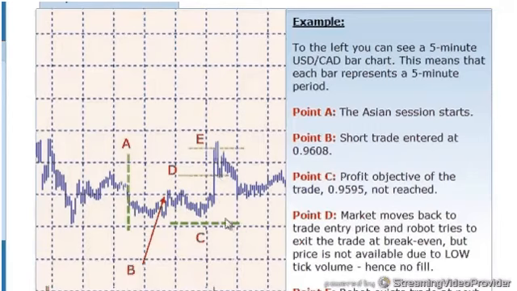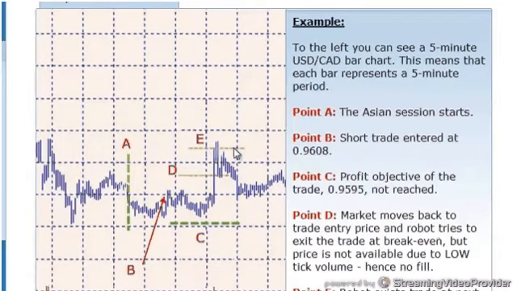It never reaches the profit objective. It moves back to the trading entry price. And here's the important part. The robot tries to exit the trade at break even, but the price isn't available due to low tick volume. So what do we get? No fill. This is the break even price that you more or less would have wanted to exit the trade at, because it simply didn't hit the profit objective and you want to get out. Okay, so what happens next?